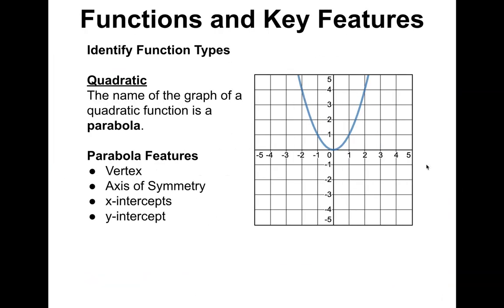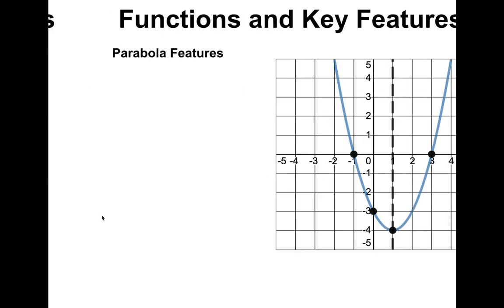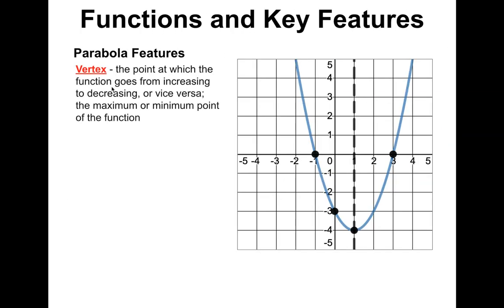So now let's talk about specifically quadratic functions. They are going to be our key focus in Math 2. The name of the graph of a quadratic function is called a parabola. So we're going to identify some parabola key features: the vertex, axis of symmetry, x-intercepts, and y-intercepts. So first, our vertex. It's the point at which the function goes from increasing to decreasing or vice versa, the maximum or minimum point of the function.